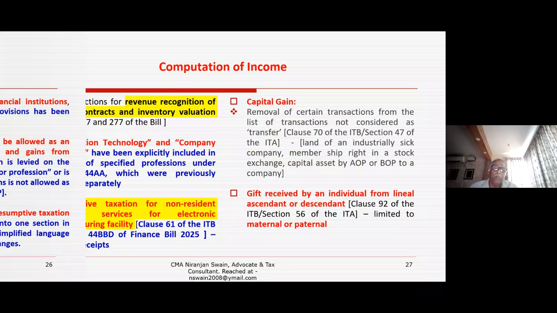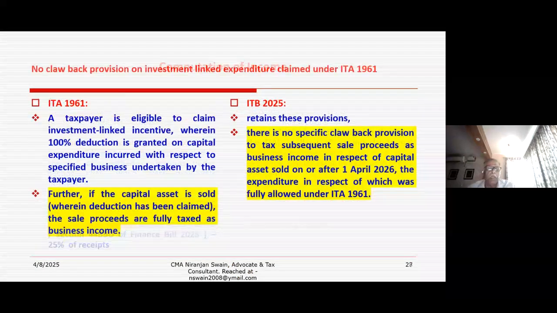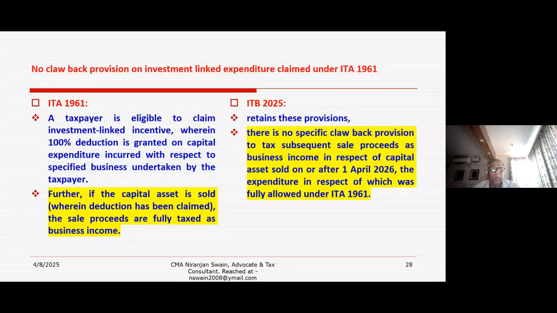Suppose I get some gift from any of the relatives. That definition earlier under the IT Act was very broad. Now it is only restricted to persons from my maternal or paternal side. Only that will be taken for the exemption. And a new clause, investment linked expenditures. Actually, a number of investment linked expenditures are there under section 35 particularly, where the assessee, while computing the business income, gets 100% deduction.